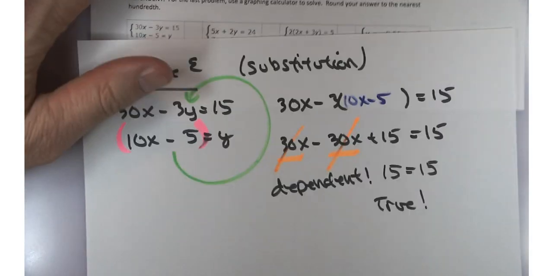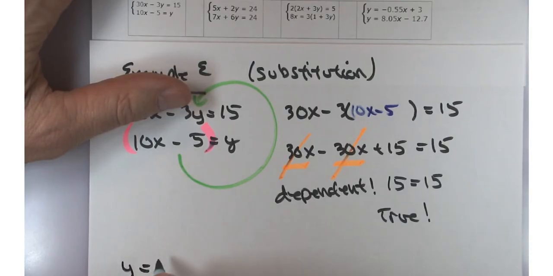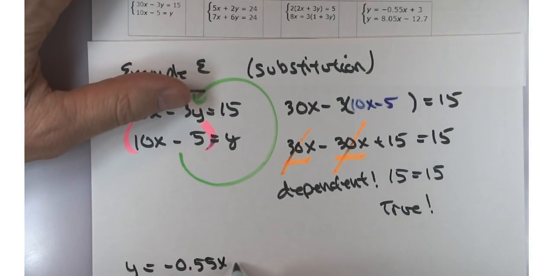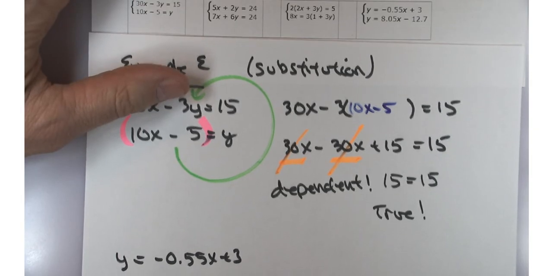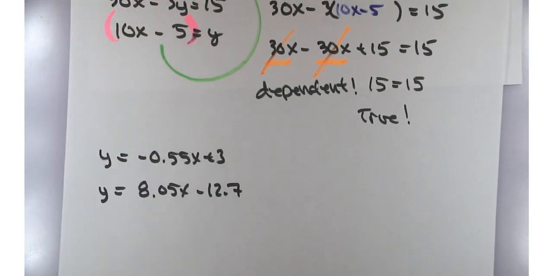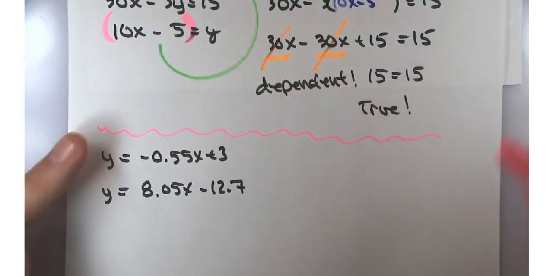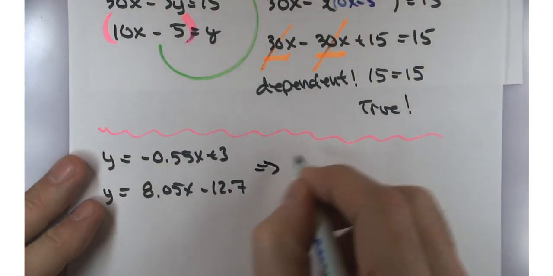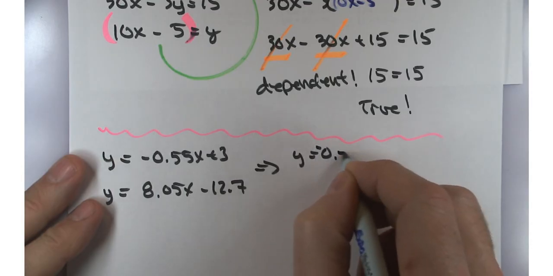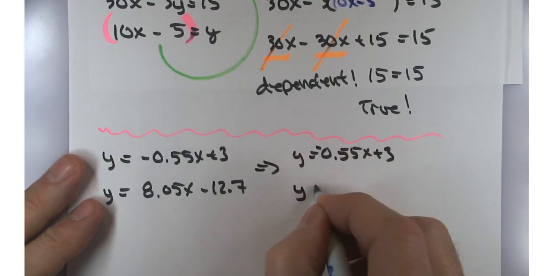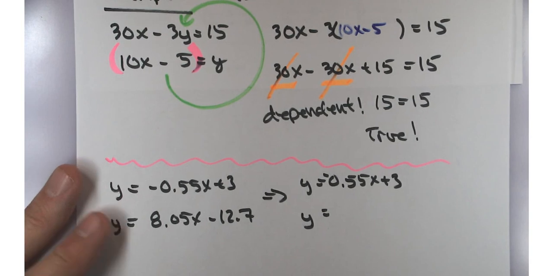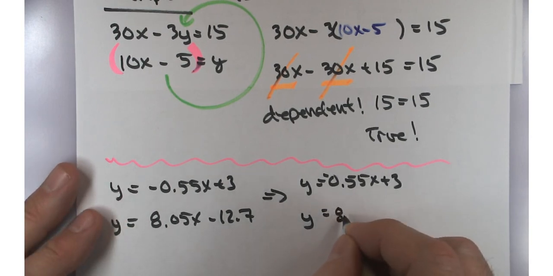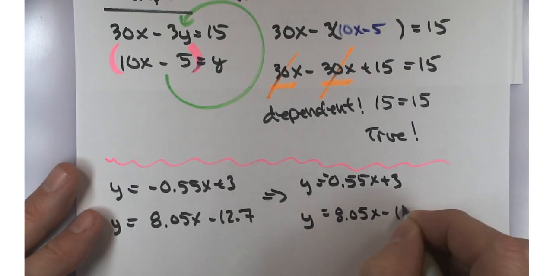So let's look at the last of these here. Y equals negative 0.55x plus 3. And y equals 8.05x minus 12.7. Now, I'm going to rewrite this a little bit. I'm going to keep the top equation the same. But the bottom equation, I'm going to put more in slope-intercept. Well, I guess it already is in slope-intercept form, isn't it? Yeah, never mind. My bad. 8.05x minus 12.7. So I just copied this twice for myself.